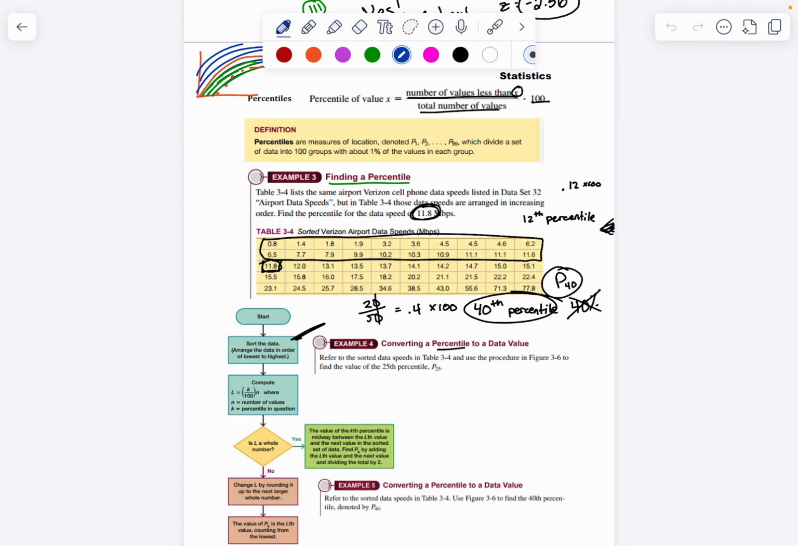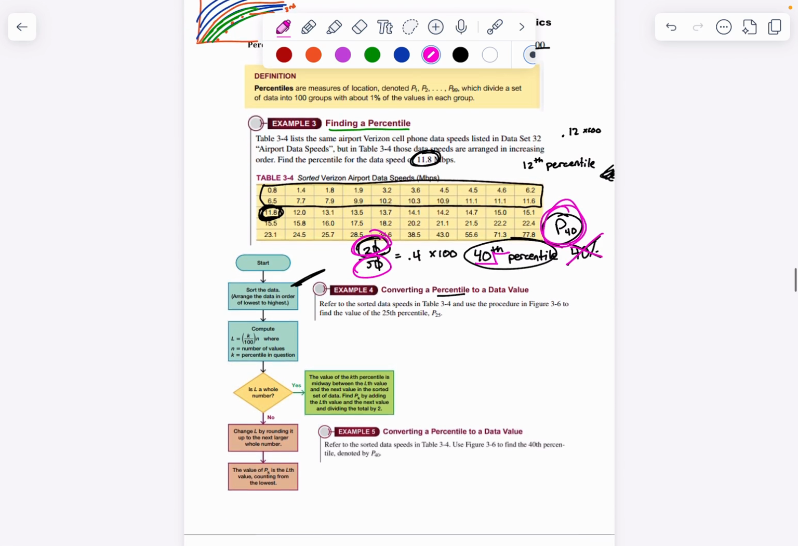Example 3, though, we were finding a percentile using a data value. So we said 11.8, what percentile is that? And so we went with how many people were below you, which was 20, out of the total, which is 50, and that's 40%. Take it times 100, which is the 40th percentile. Now, I said don't write it with a percent. Write it as either the 40th percentile or you can write it as P40, okay? That is a pretty easy method, right?